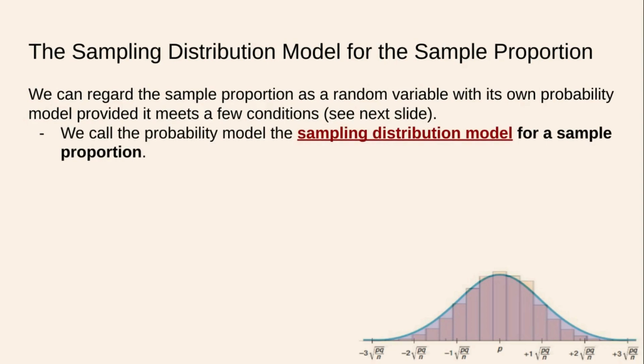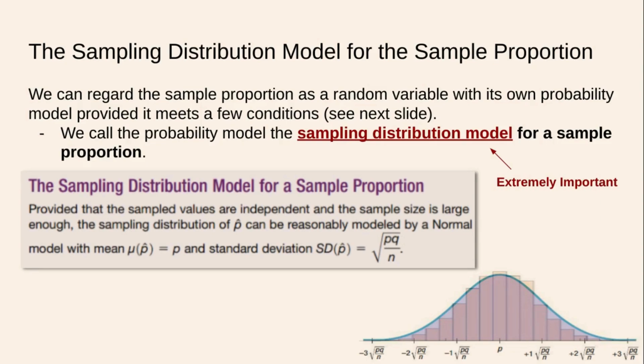We call the probability model the sampling distribution model. That is an extremely important phrase. The model of a sampling distribution is a massively important term to be aware of. How do we model the sampling over and over and over again that I've discussed? And this is a sampling distribution model for a sample proportion. These are the details, some of which I have already discussed. So this is straight out of your textbook.